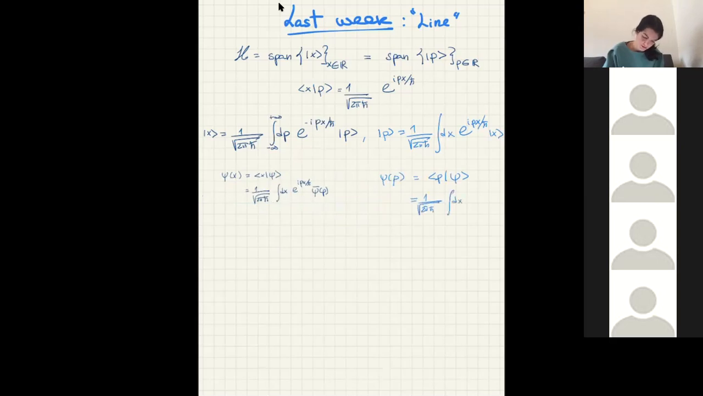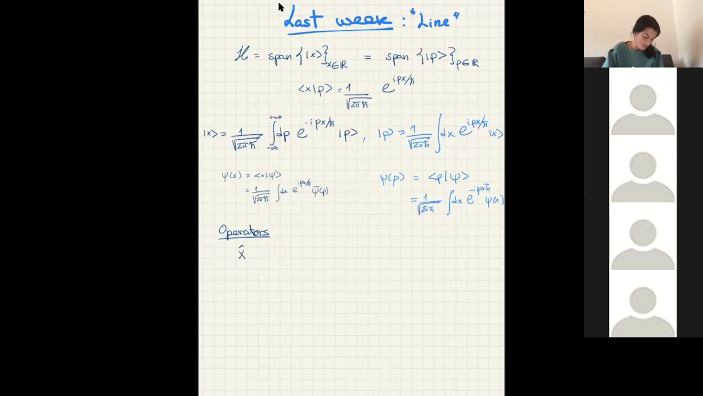Dx E minus I P X H bar. And the minus comes from the fact that the P is on the bra, not on the cat. Fx. Okay. And then we spend a lot of time looking at operators and their commutation relations, right? And the reason why I'm listing all this here is because we're going to see how to generalize these things.